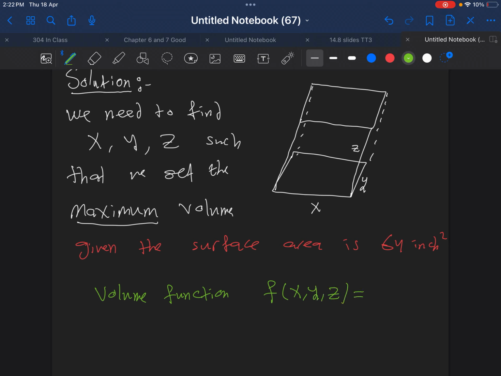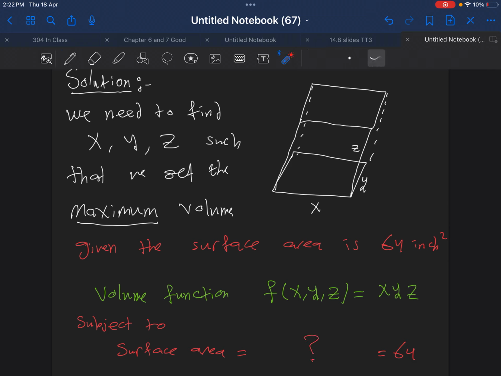And what is the volume function? If I give you x, y, z, what is the volume? You just need to multiply them. So my function that I need to maximize is xyz, subject to, which is the constraint as usual, that the surface area equals 64.